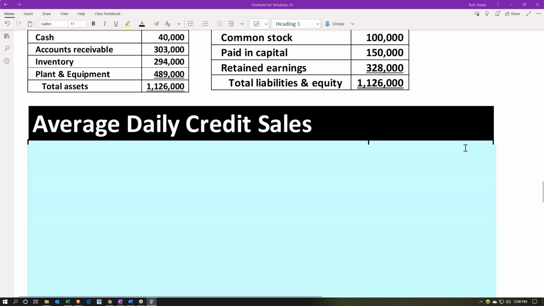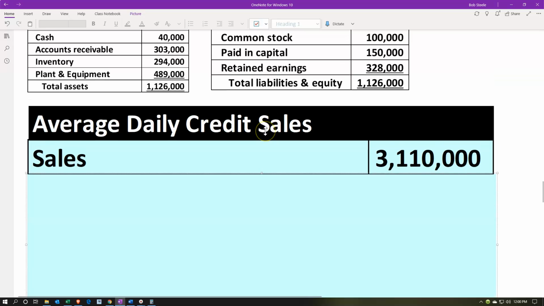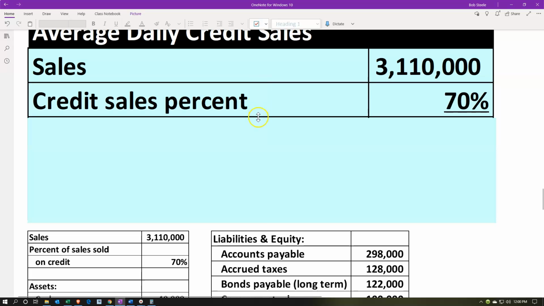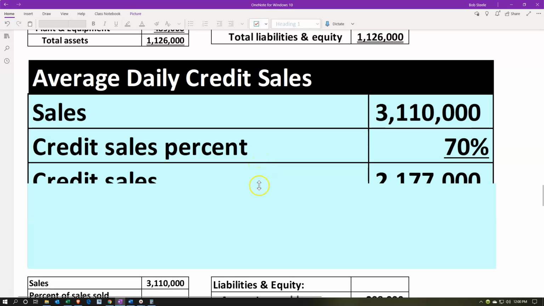Okay, then we're going to go back down to the average daily credit sales. For average daily credit sales, we take our sales number, which is the 3,110,000. We then take the credit portion of it, because we're looking for the credit sales. When we make sales, we can make them on credit, meaning we send out an invoice and collect on it in the future, which means it goes through accounts receivable, or we could have cash sales. If we have both credit and cash sales in the type of business we are in, then we need to estimate the amount of our sales that was credit related, those sales that are going to go through accounts receivable.